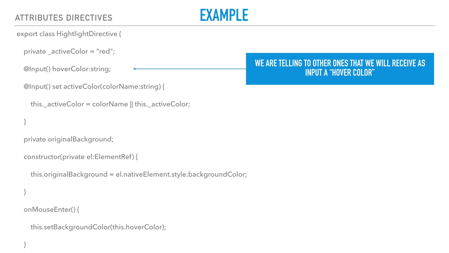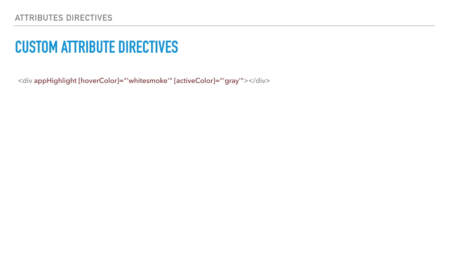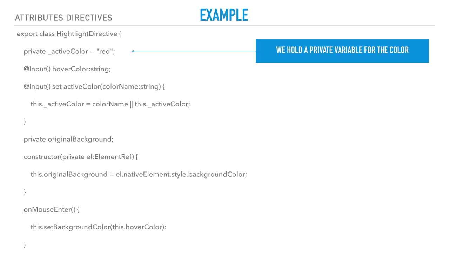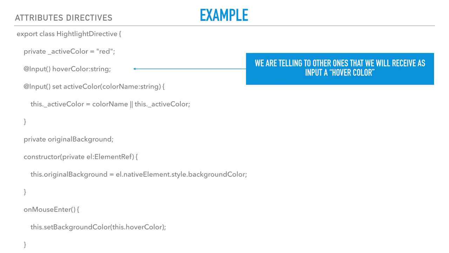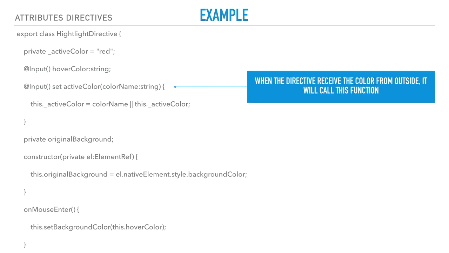Wait a second. What do you mean with that? Well, let's go back. If you take a look, we are passing some parameters to the directive, the hover color and the active color. In order to understand that, we have to tell our directive that, yes, we are expecting an input with the name hover color and another one that is active color. In this case, we are using the setter function, the setters and getters from TypeScript, so we can call our custom function when we are setting the value.